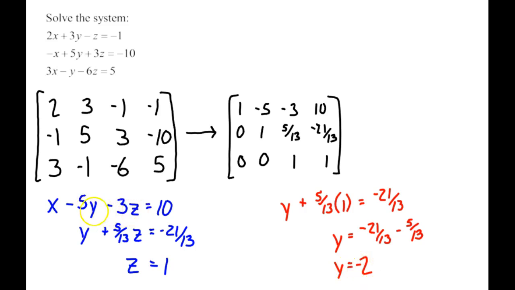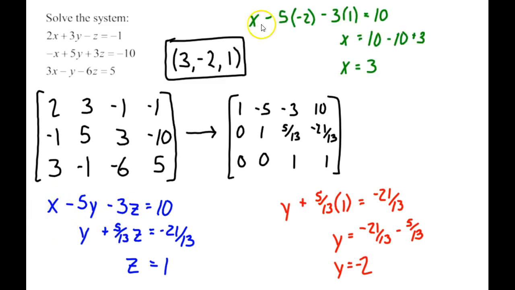Now that we know the value of z is 1 and the value of y is negative 2, we need to plug those values into the first equation so that we can find this value of x. After plugging those values in and simplifying for x, we get the value of x to be 3. So the solution to this system is the ordered triple 3, negative 2, 1. Make sure to list the terms in the correct order. We always go x, y, then z.